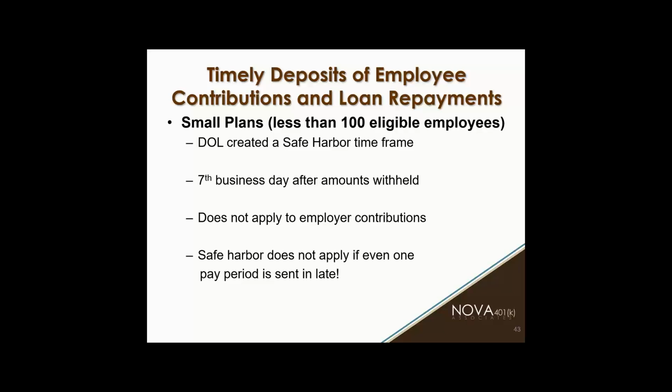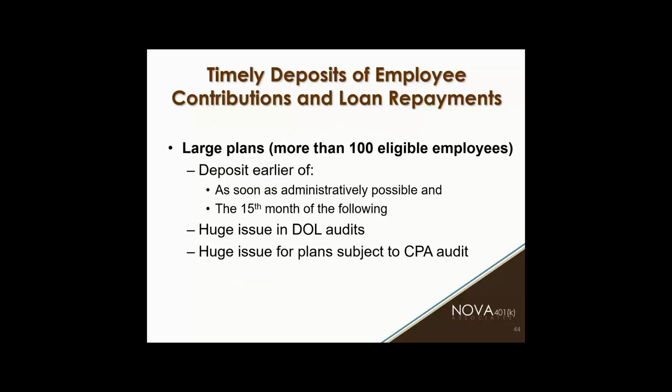This only applies to employee money, right? So your employee contributions, your loan repayments, it doesn't apply to the employer contribution. So if you're making a match, you can do that later. Generally, if you're doing payroll by payroll, the match would go in at the same time, but you're not going to get penalized if for some reason the employer contribution goes in a little bit after this 7 business day standard. Okay. The Department of Labor also reserves the right, like if I had 26 payrolls in a year and I was late on one, then they can revert you to this standard for the large plans.